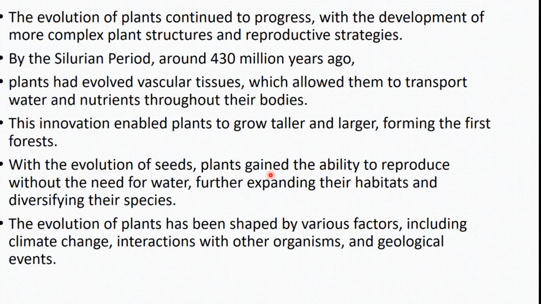For this evolution of plants, it continued to progress with the development of more complex plant structures and reproductive stages. And by the Silurian period, around 430 million years ago, plants evolved vascular tissues, which enabled them to transport water and nutrients through their bodies. This is a kind of innovation, not technological in a sense, but an innovation which enabled them to grow taller and larger, forming the first forests. And with the evolution of seeds, plants gained the ability to reproduce without the need of water, further expanding their habitats and diversifying their species.